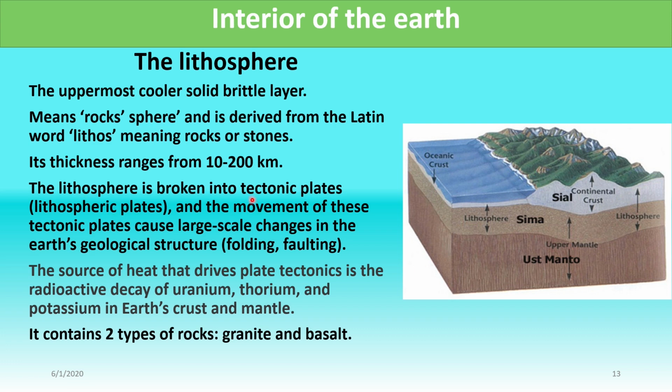The lithosphere is broken into tectonic plates, that is the lithospheric plates, and the movement of these tectonic plates causes large-scale changes in the Earth's geological structure, that is folding and faulting. The source of heat from the interior of the Earth that drives plate tectonics is the radioactive decay of uranium, thorium, and potassium in Earth's crust and mantle. It contains two types of rocks, granite and basaltic.